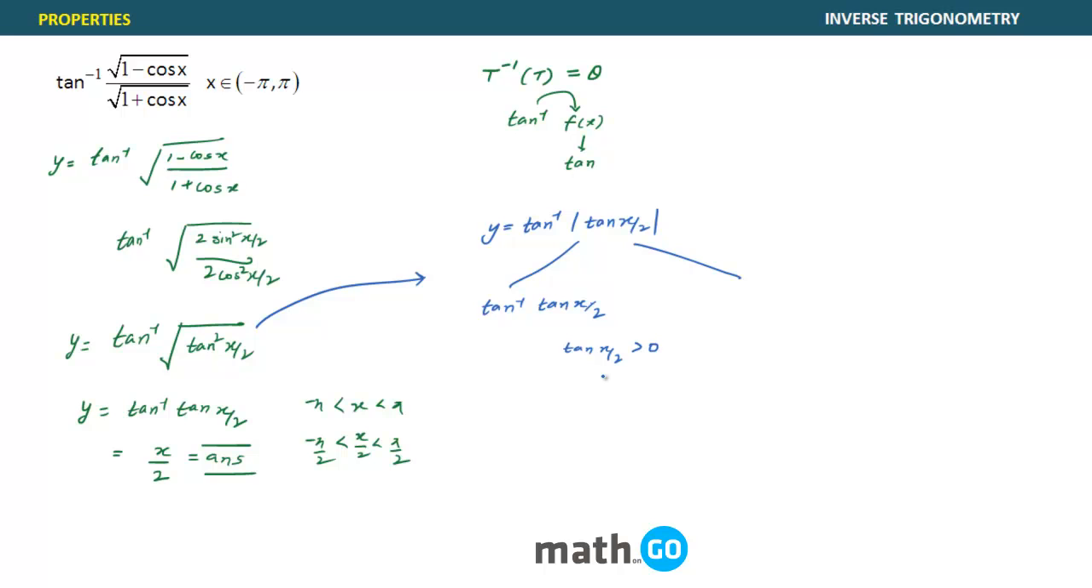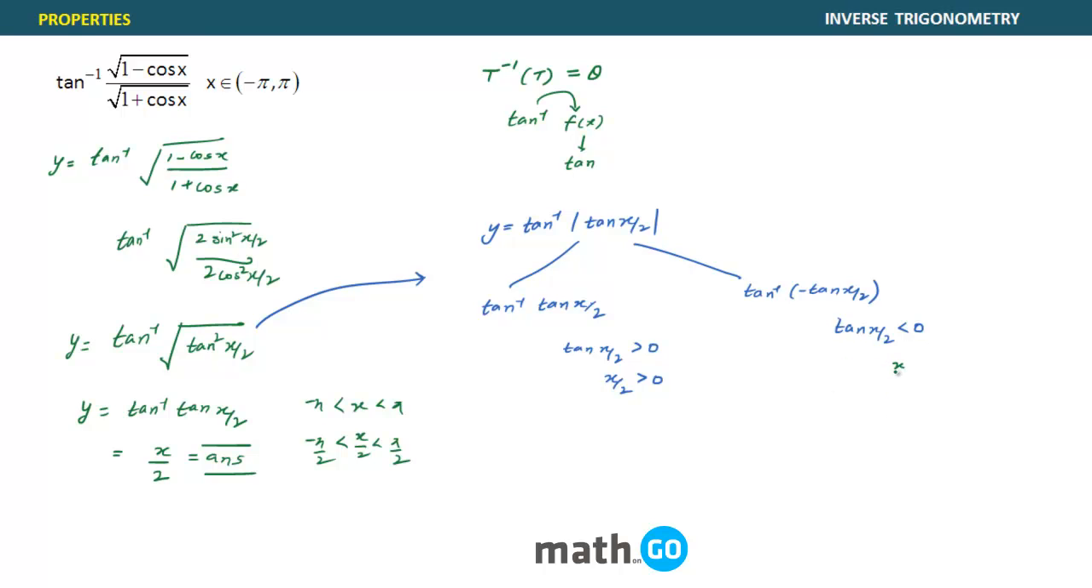So when is tan x by 2 positive? When x by 2 is in the first quadrant, that is greater than 0, right? And when tan x by 2 is negative, this is the answer. Okay, so this is how you have to start thinking on the questions now. So tan x by 2 is negative.